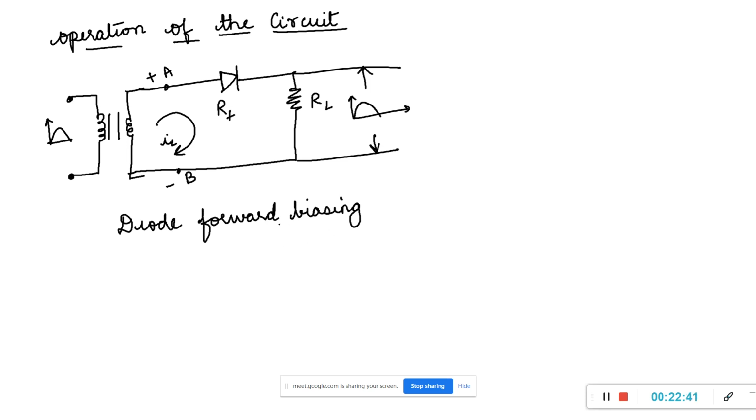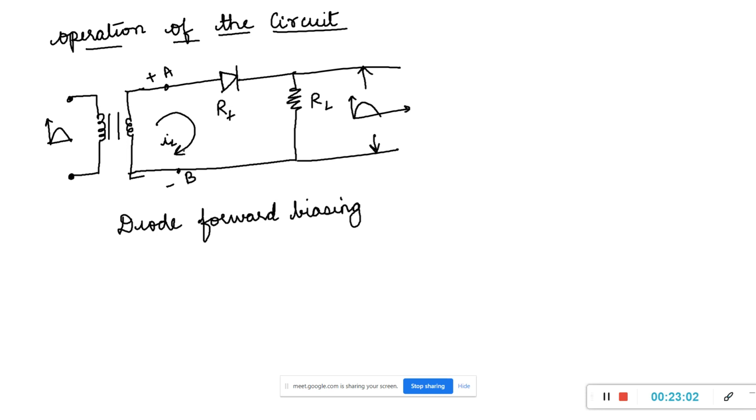Any voltage you are applying externally to a device is known as biasing. When I am forward biasing, the anode is connected to the positive terminal of the battery and the cathode is connected to the negative terminal of the battery. At that time it is forward biased. So what happens to the diode when it is forward biased?